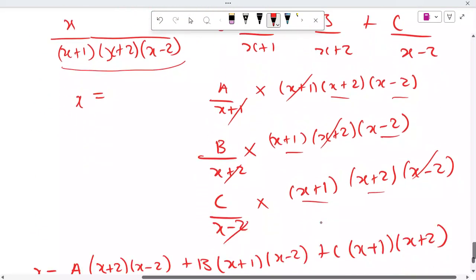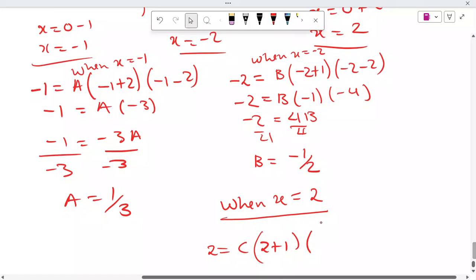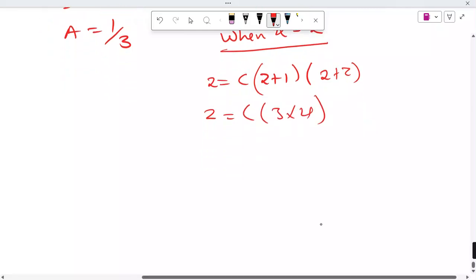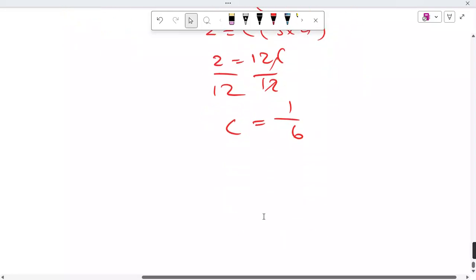Then x plus 2. Okay, so 2 plus 2. So this is 2 equal to, this is 3, C equals to 3 by 4. Okay, so which is 12. So you have 2 equals 12C. So divide by 12, divided by 12. C equals to, this and this will cancel. 2 into 2, 1. 2 into 12, 6. 1 over 6. So now we have all the values.